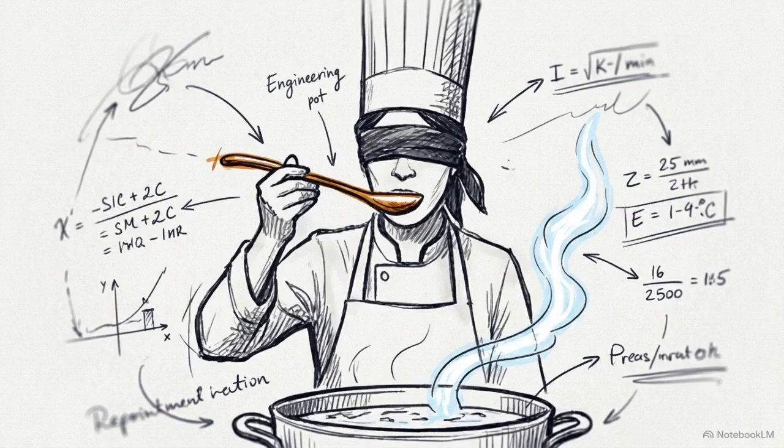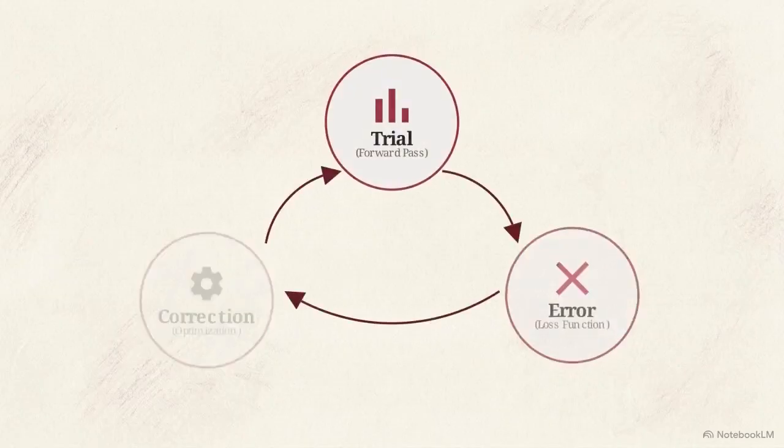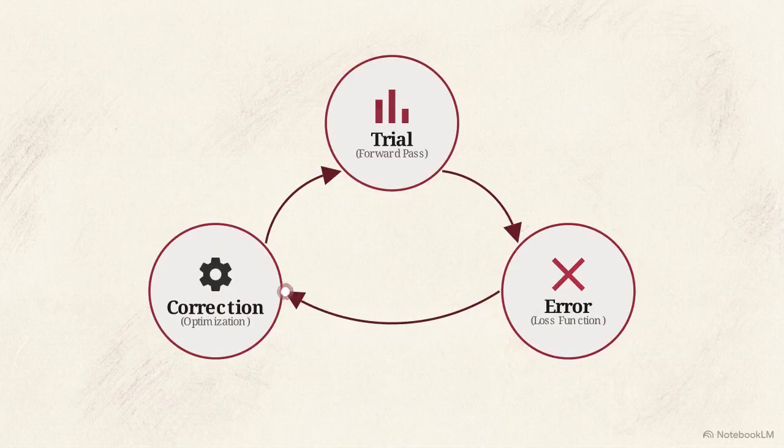Imagine a blindfolded chef trying to perfect a new soup recipe. They taste, guess the missing ingredients, have a judge score the outcome, and tweak the recipe. A neural network learns using this same continuous loop of trial, error, and correction.